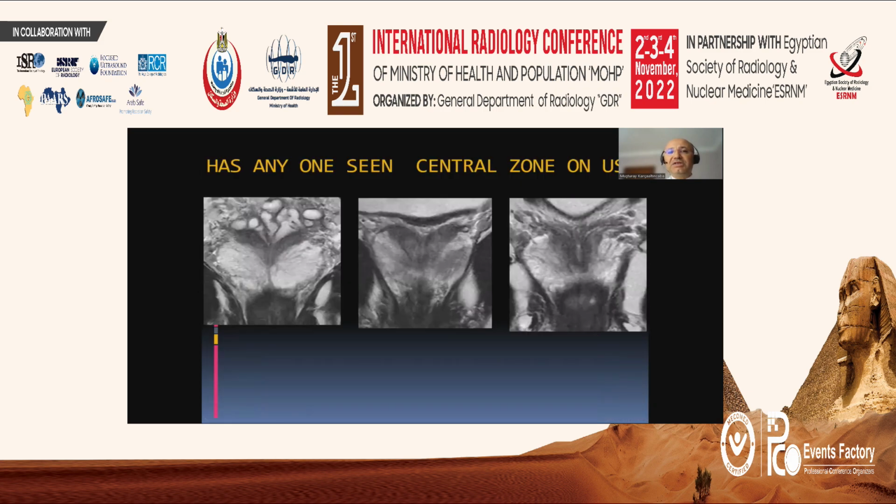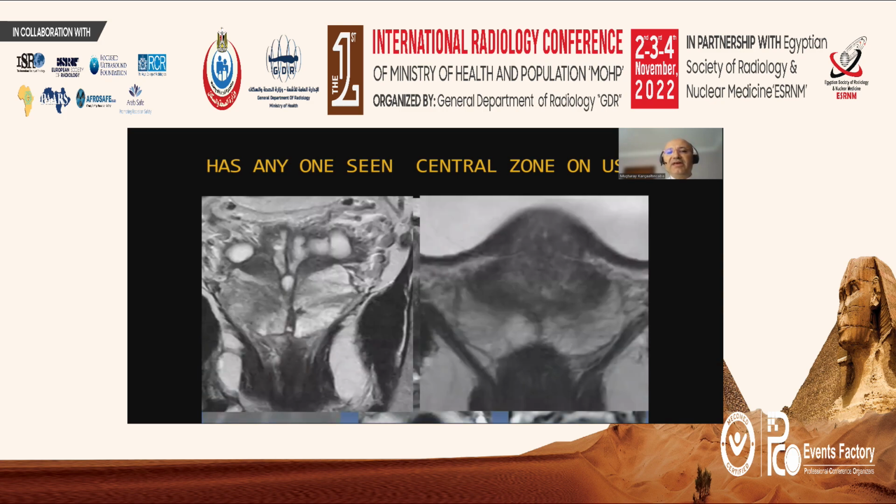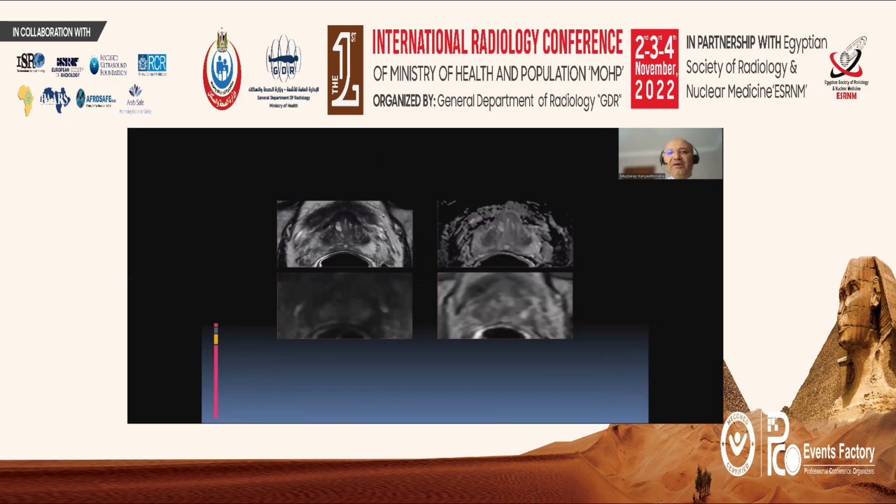Can you see the central zone on ultrasound? No way, you cannot see it. But on MRI and coronal images, you can see the symmetric central zone. What is central zone? It's the parenchyma around the vas deferens. And interestingly, it can have an inherent diffusion restriction, so it can mimic a tumor, but the symmetry is very important. Please remember this. And I want to show you a very interesting example.